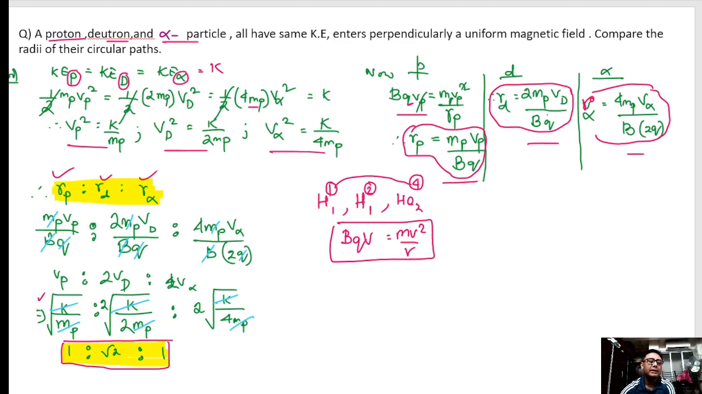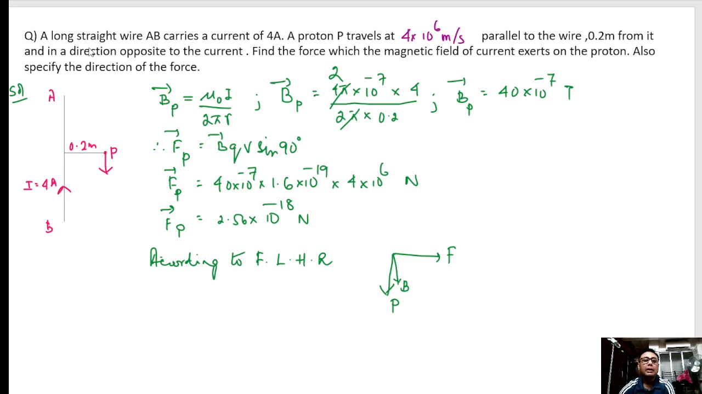Let's see the next sum, friends. There is a long straight wire AB. AB is a long straight wire carrying a current of 4 ampere. As you can see, a proton P is traveling at a given speed. It is moving parallel to the wire, which is 0.2 meter away, in a direction opposite to the current. So if this is the current, the proton is moving like this.